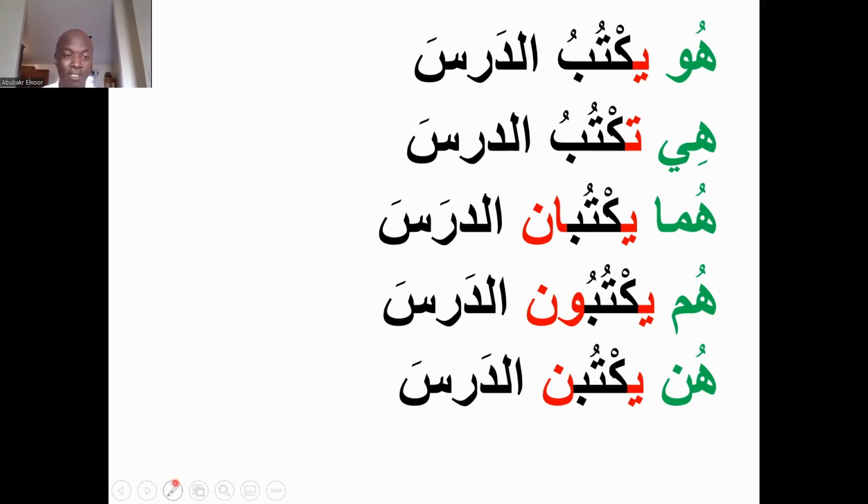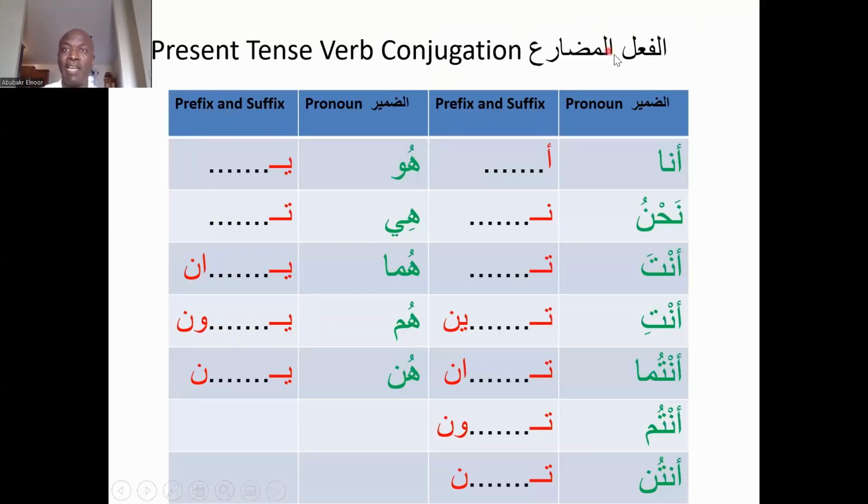I think I have a nice formula here. You can use this formula by just plugging in. You have other verbs. You can just use the verb, as I use the verb kataba. You can use different verbs, you just plug them in, and then you will end up with the present tense, the sentence conjugated in the present form. So let's see the formula, and I think it's very helpful. Say الفعل المضارع, present tense, verb conjugation chart.